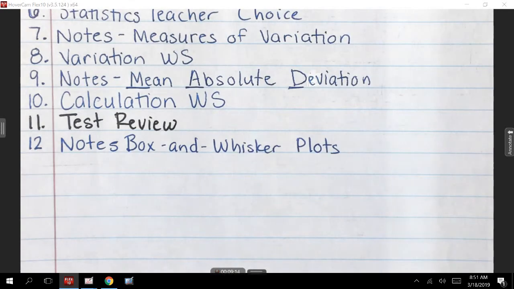All right. Make sure you've updated your table of contents. Trying to find my pen. There it is.